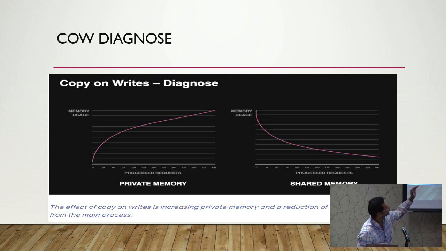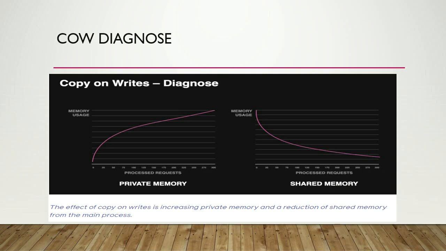So we can see this memory usage. On the left is private memory, it was shooting up, and shared memory was going down. This should not be the case. Shared memory should be up.